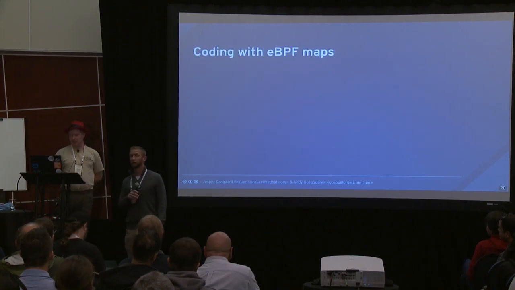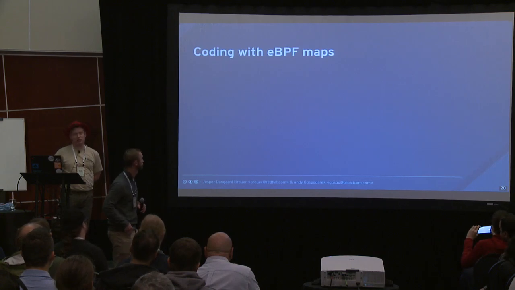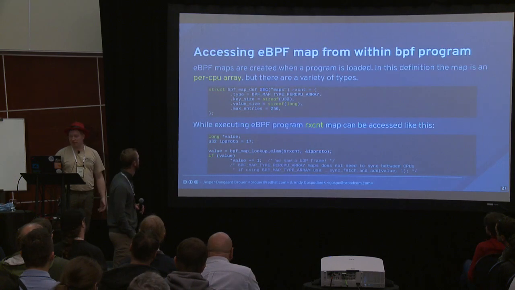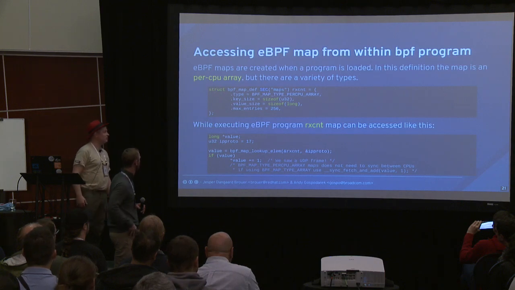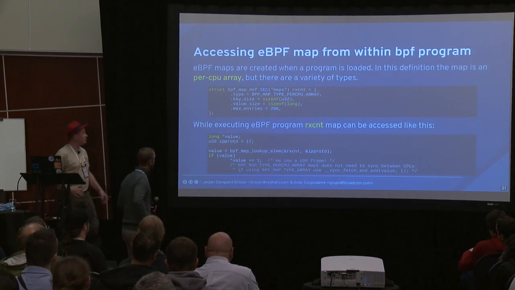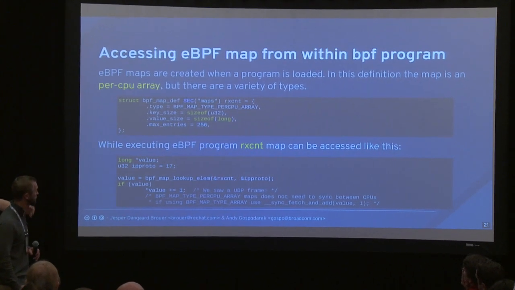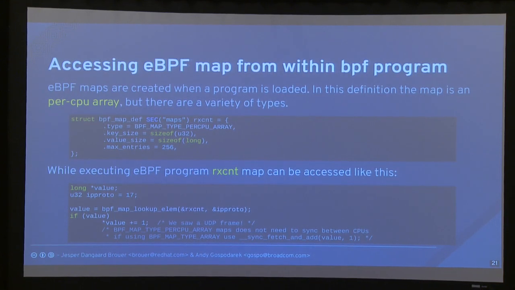Yep. So we also have to explain a little bit about how you actually use these maps. You could use them for the control plane, and you can also use them to store other information. So how does it look when you want to add a map? This is on the BPF side, in the underscore kern file. This is how you define a map.